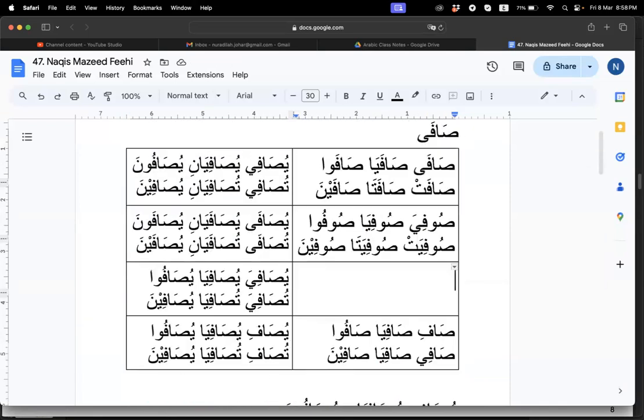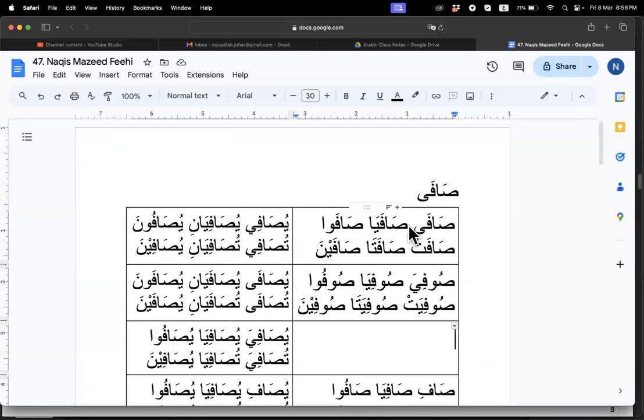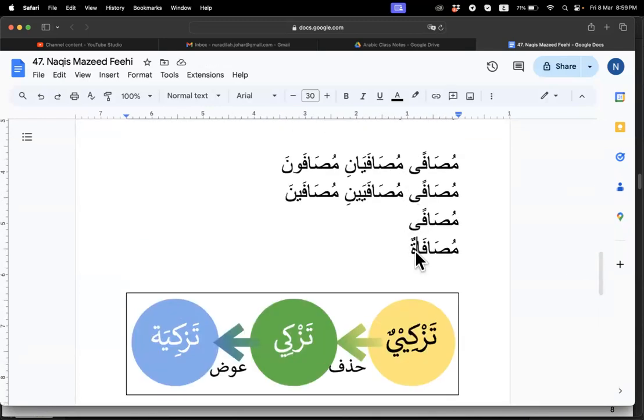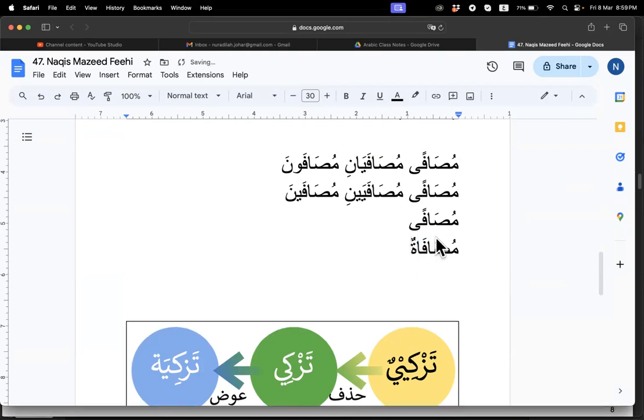When you have a weak letter preceded by a fatha, you change it to alif. This is actually sofaya. You change this to alif. Same thing here, you change this to alif. But obviously, because it's in the middle, it's a standing alif. You cannot put alif maksura here. So it becomes musofatun. So what is the nasab? Musofatan, musofatin.